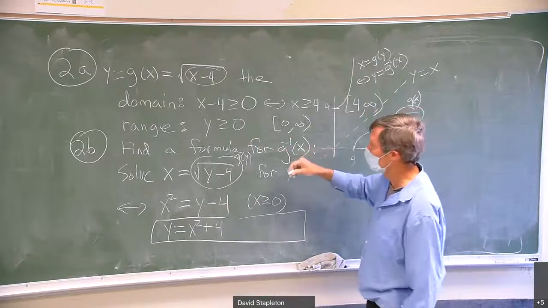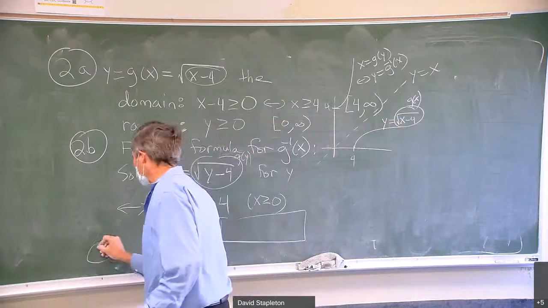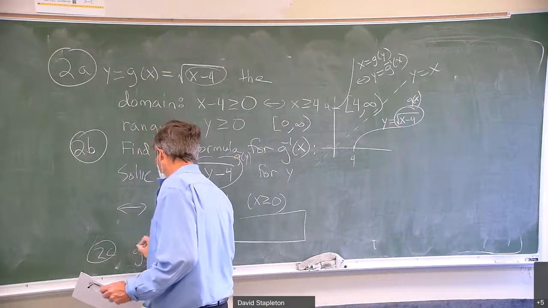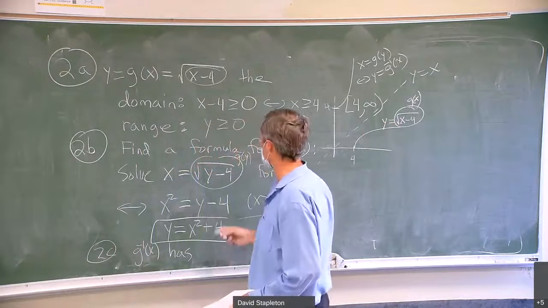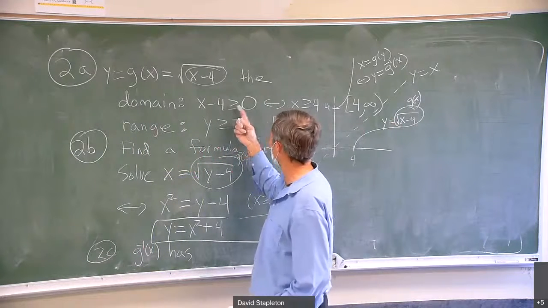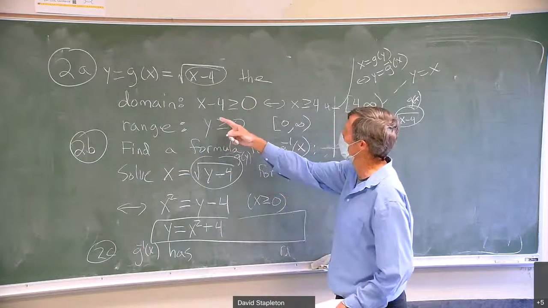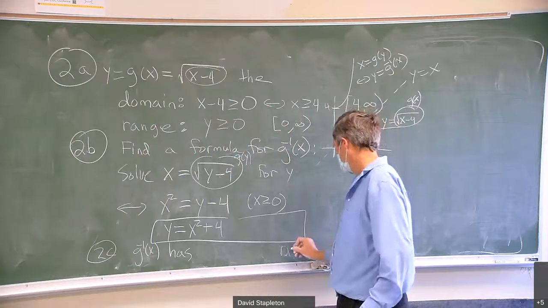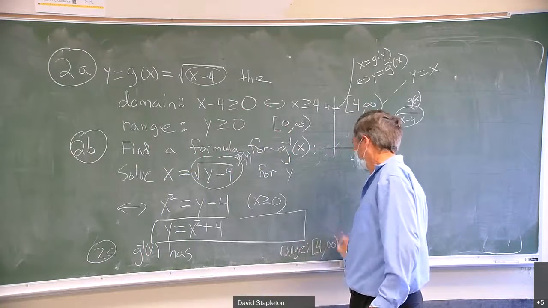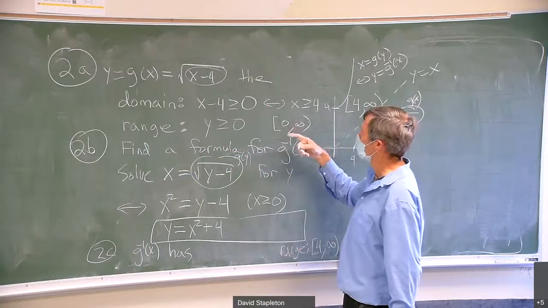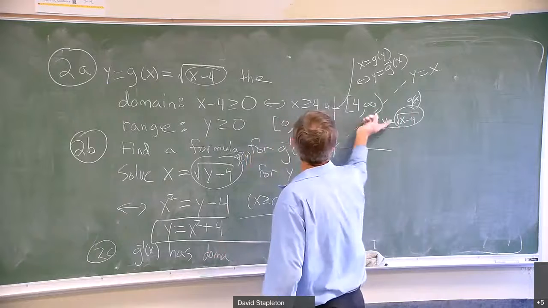So on part C, I said, state the domain and range of g inverse. You can get it from here, but it's easier just to say, when you take the inverse of any function, the domain of the original function becomes the range of the inverse. So if this one has domain 4 to infinity, then its inverse has range 4 to infinity. If this one has range 0 to infinity, then this one has domain 0 to infinity. They interchange the domain and range since you're interchanging x and y coordinates.